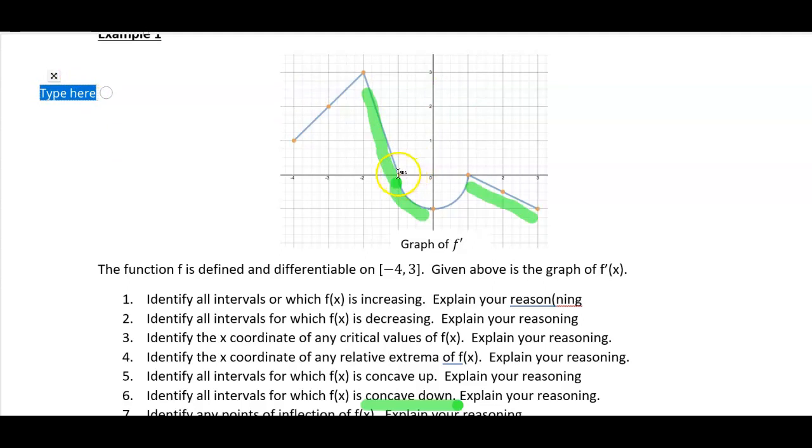So just so you guys know, at this point here at -1 and also here at 1, we would say that f prime is not decreasing because there's a cusp there, that the slope isn't doing anything. The slope doesn't exist at a cusp. So we can't say it's decreasing at -1 or 1. So we're going to use some open parentheses there.